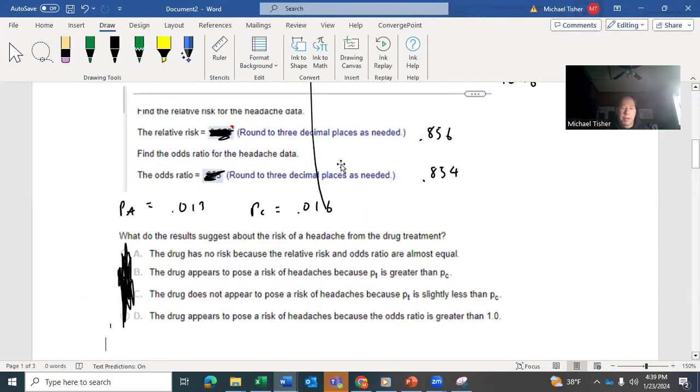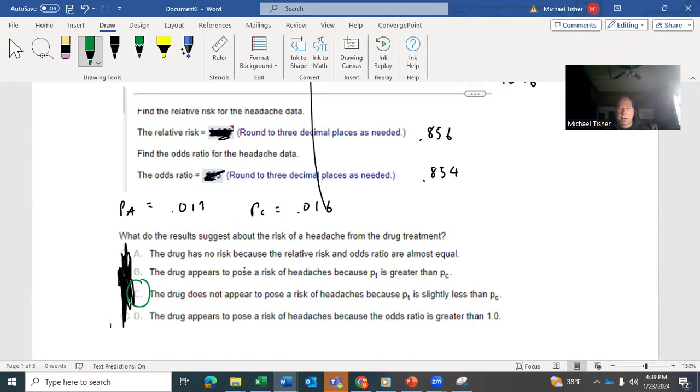Notice that PT is slightly less than PC, which means the drug treatment really had no effect on the headache. So the answer is part C. Now, if we got PT to be greater than PC, then we would say that we have a risk of a headache from the drug treatment, and in that case we would have said part B. So the answer is going to be either B or C.